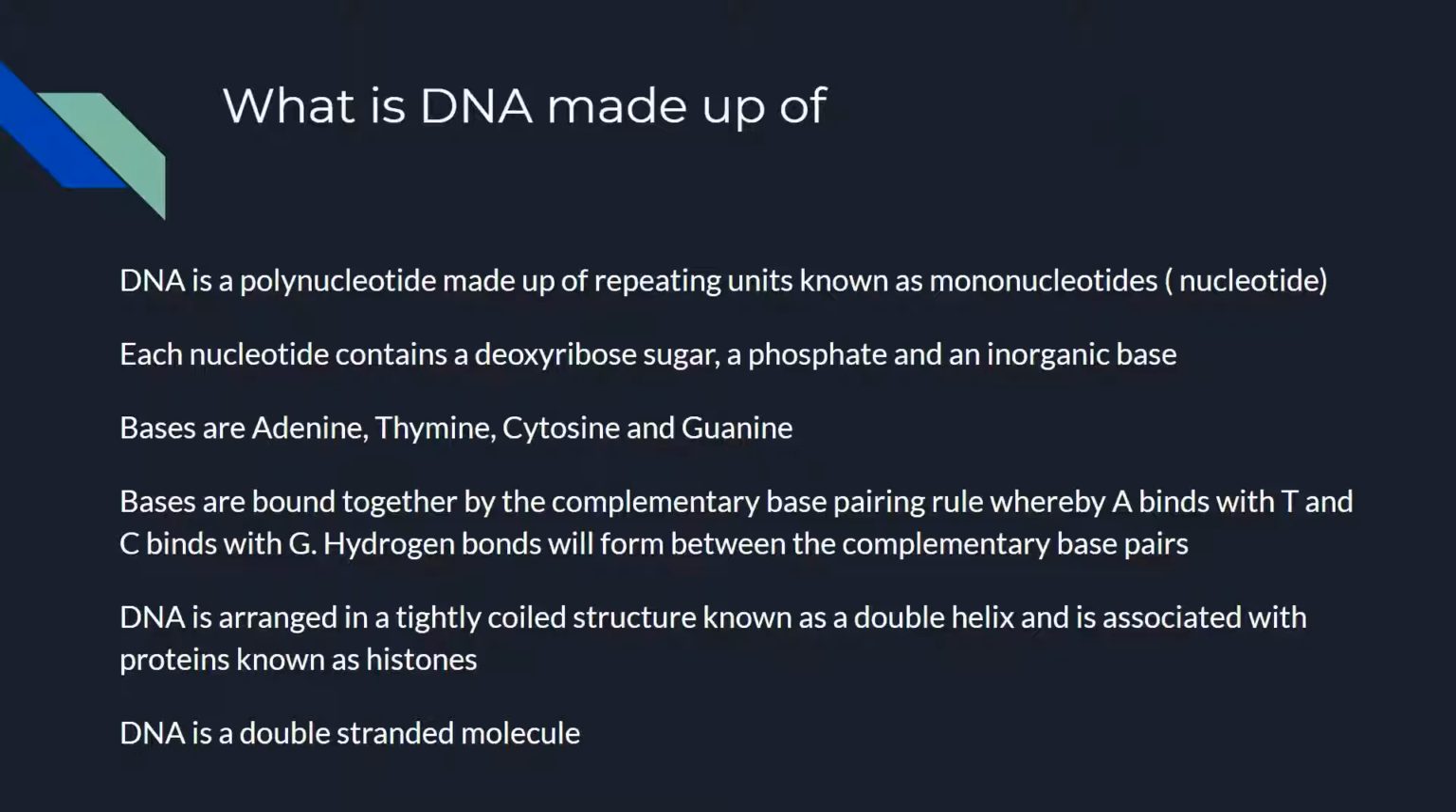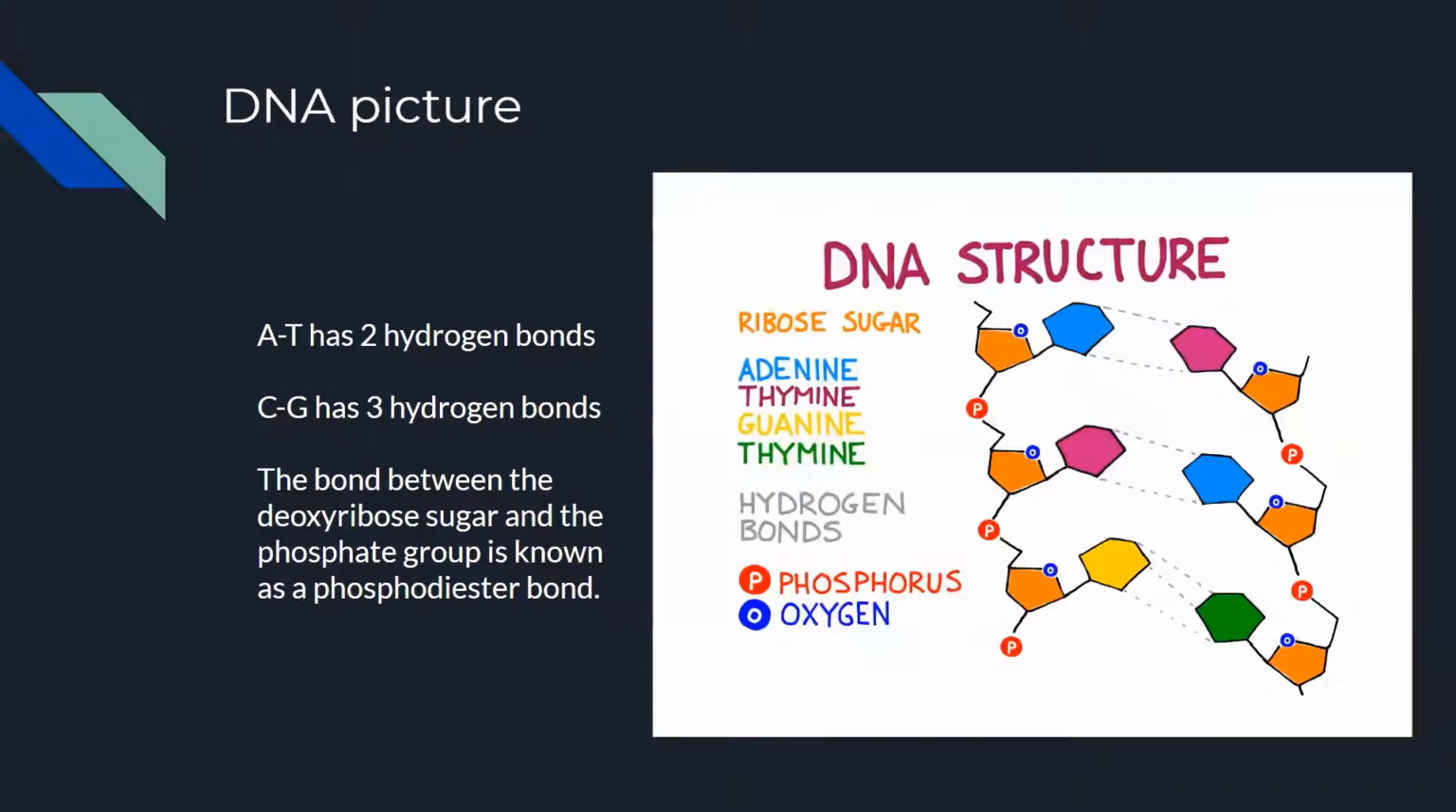DNA is arranged tightly in a coil structure known as double helix and is associated with proteins known as histones. DNA is a double-stranded molecule. So here's an example of the picture of the DNA molecule. We can see that between A and T, we only have 2 hydrogen bonds, and between C and G, we have 3 hydrogen bonds. The bonds between the deoxyribose sugar and the phosphate group are known as the phosphodiester bonds.